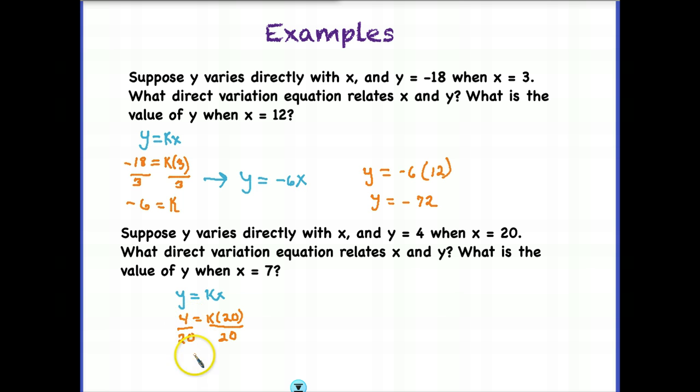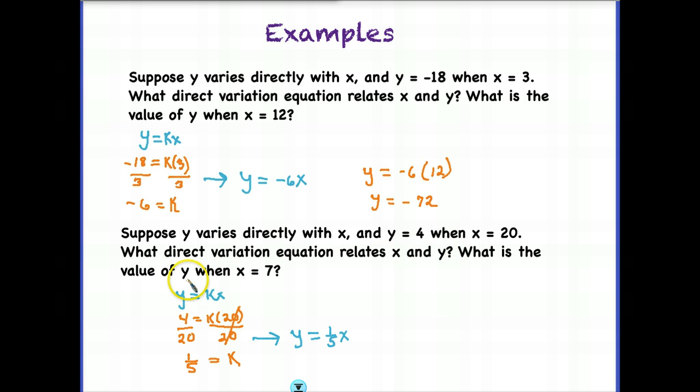Now, 4 goes into itself once. 4 goes into 20 5 times, so I just reduced that fraction. And 20 divided by 20 is 1, so I'm left with k. All right, now I can write a direct variation equation based on this information. My direct variation equation is going to be y equals 1/5 x. And I'm done. Let's now look at part 2.